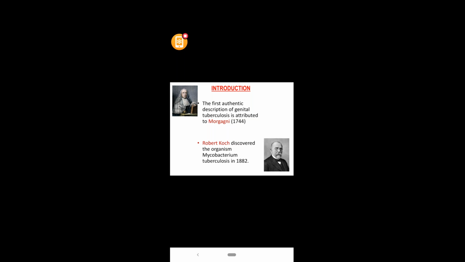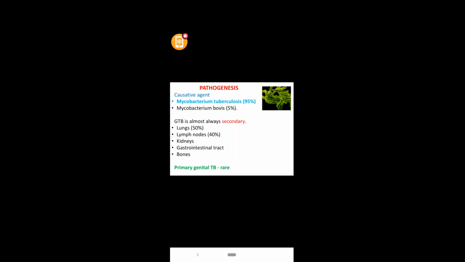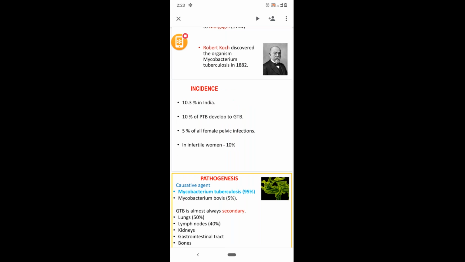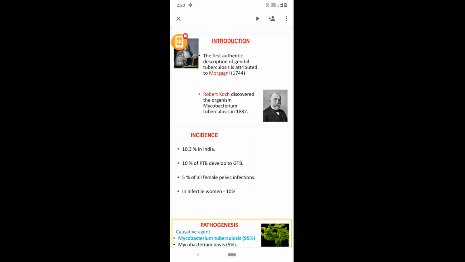Today we'll discuss tuberculosis of the female genital tract. Coming to the introduction, the first authentic description of genital tuberculosis is attributed to Morgagni. Robert Koch discovered the organism Mycobacterium in 1882.